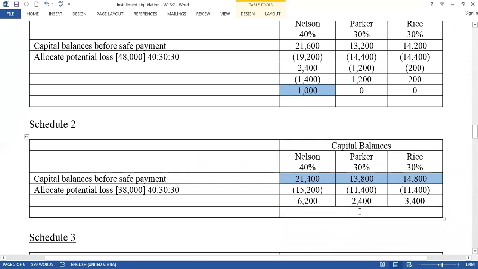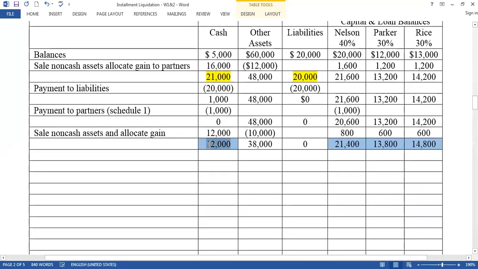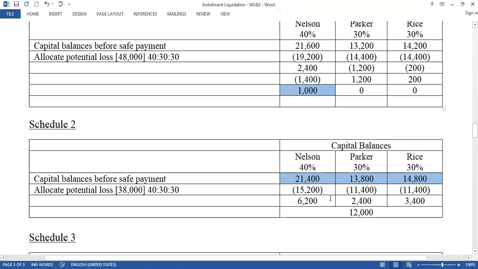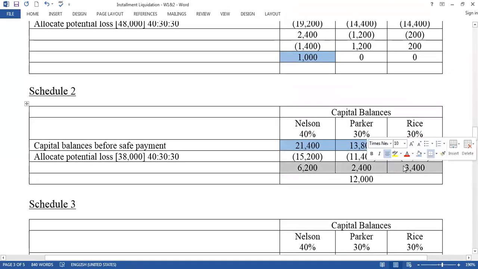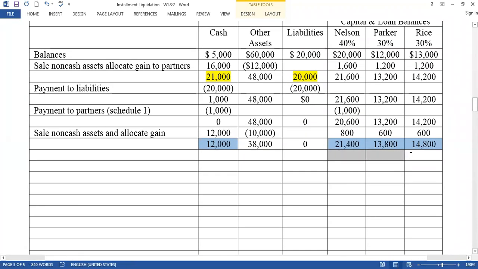If we add this together, because both have the surviving ability, right? So if we add together, what is the amount? This is $12,000, right? So how much remaining cash do we have? We also have remaining cash $12,000, right? So they have the ability to survive, and they are going to receive this money. So this $12,000 they are going to receive here.